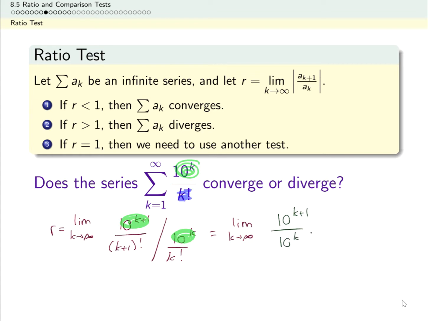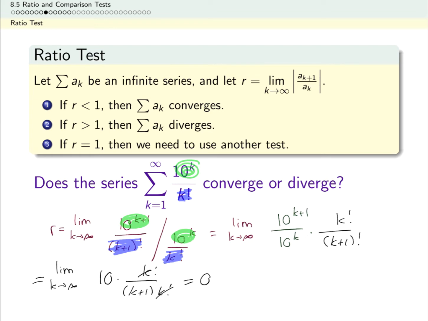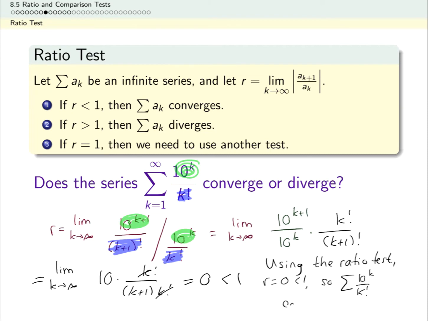Then this denominator gave me this denominator and that denominator. So again, let's put those together. 10 to the k plus 1 divided by 10 to the k is just 10. And for the factorial bit, remember I can write k plus 1 factorial as k plus 1 times k factorial. That's k plus 1 times k times everything less than k. So now I have the limit as k goes to infinity of 10 over k plus 1, and that's 0. 0, crucially, is less than 1. Using the ratio test, our r was less than 1, so the series converges.